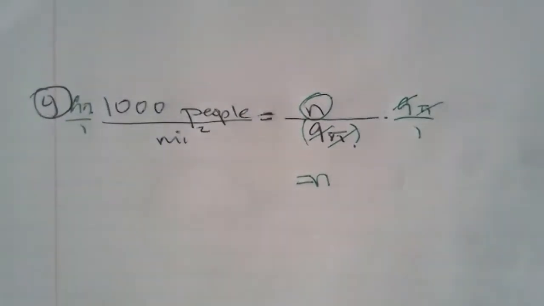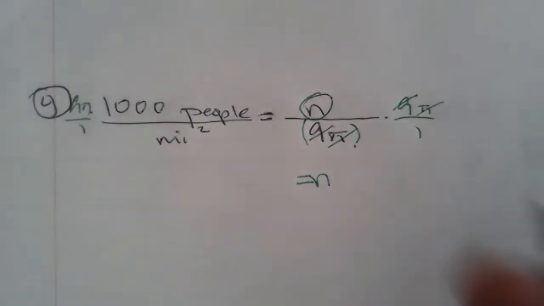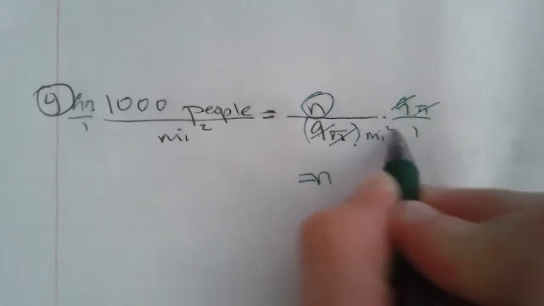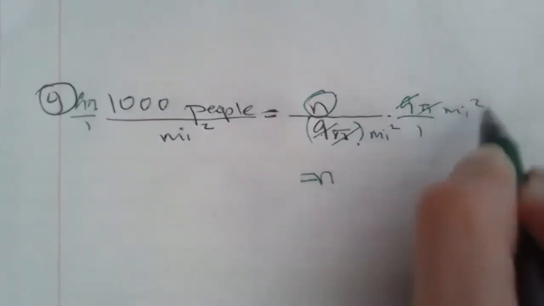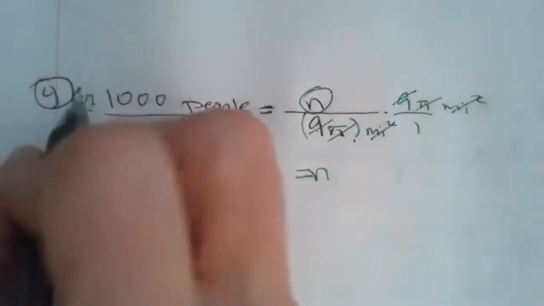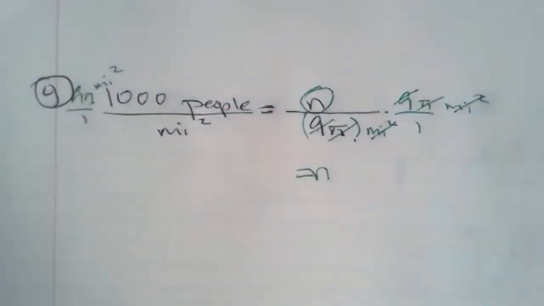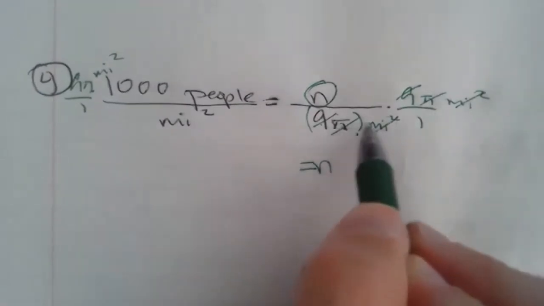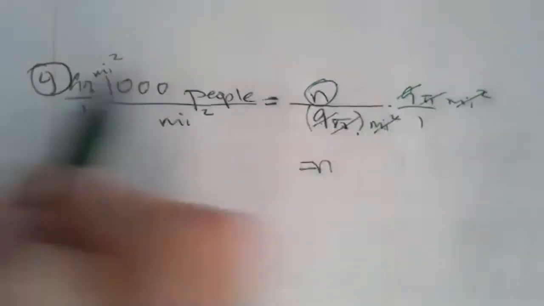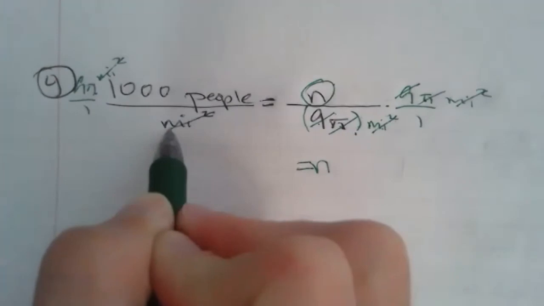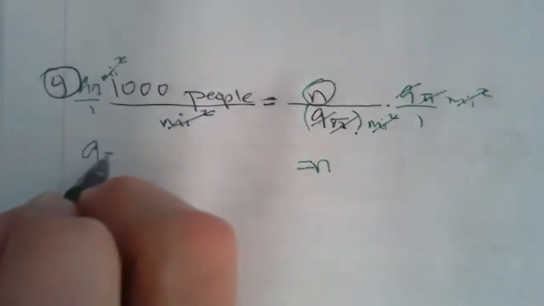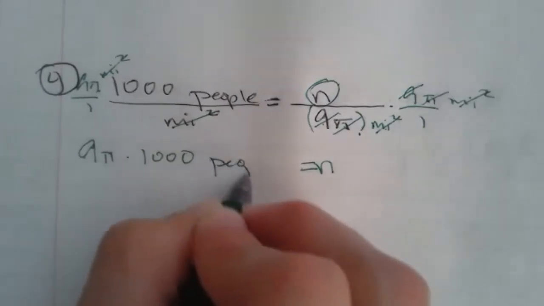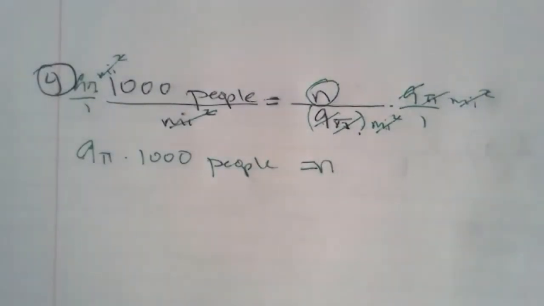Oh, wait a second. How am I going to get rid of the miles squared? Well, wait a second. I don't have 9 pi down here. I have 9 pi miles squared. And what if I multiply by miles squared on both sides? This is why units are important, because then you have to get rid of the right units. So multiply by 9 pi miles squared up here, multiply it by up here, the miles squared cancel out, and now, to make it less messy, I have 9 pi times 1,000 people. Is that what I'm looking for? What does the question ask me to find?